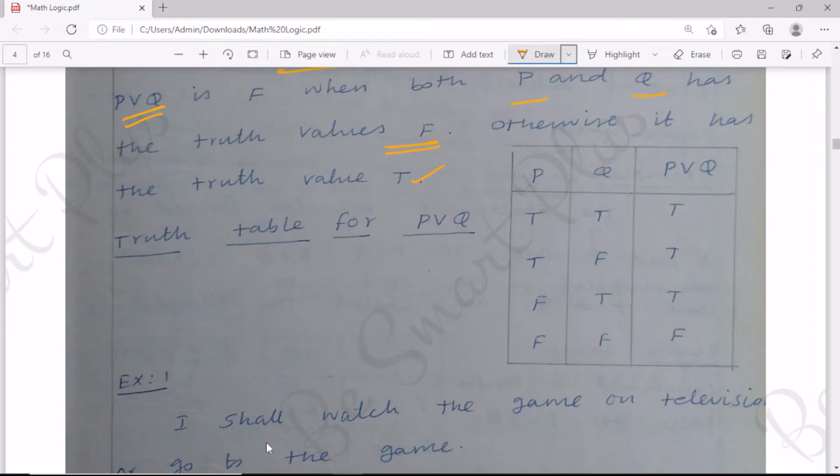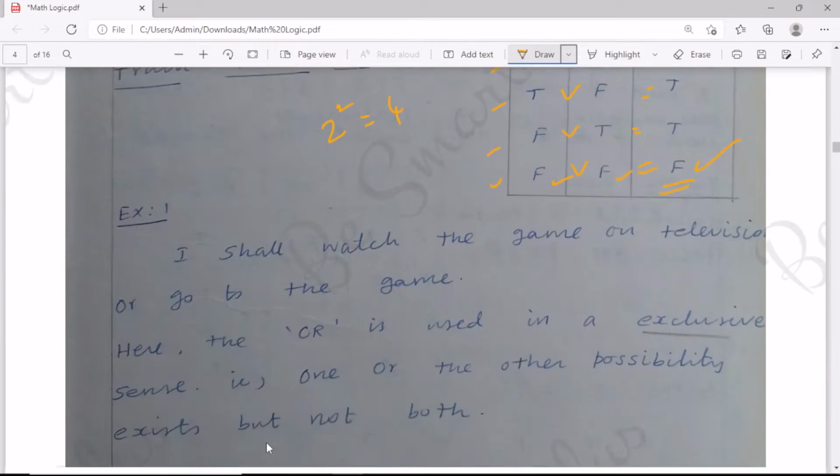Here we have two variables, so totally we have 2 square, that means 4 sets of possibilities of truth values like this. It has truth value false only when P and Q both have the truth value false, otherwise all of them have the truth value true. Look here: true or true, that is true. True or false, true. False or true, true. False or false, only then we have false. Okay.